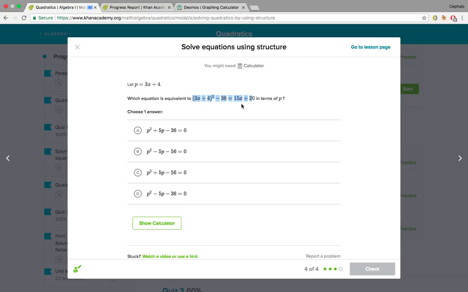Well, so let's write it down. 3x plus 4 squared minus 36 is equal to 15x plus 20. 15x plus 20, we could pull out a 5. We get 5 times 3x plus 4. That's helpful because we have a 3x plus 4 right here. Let's bring that over. So we have 3x plus 4 squared minus 5 times 3x plus 4 minus 36 equal to 0.